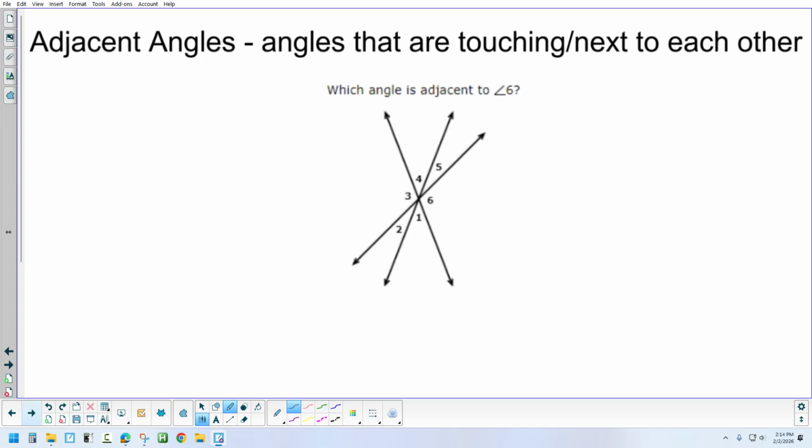Okay, adjacent angles. Adjacent angles just mean angles that are next to each other. That's it, just angles that are right next to each other. Colin, what angle is adjacent to 6?